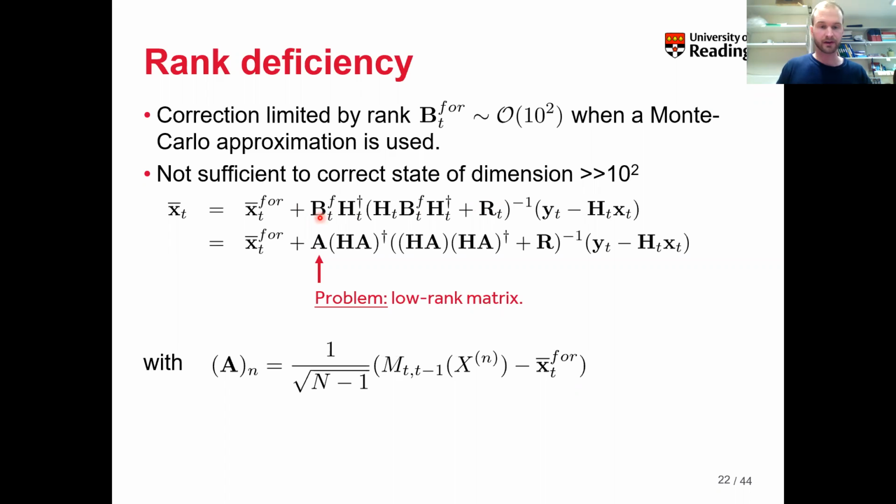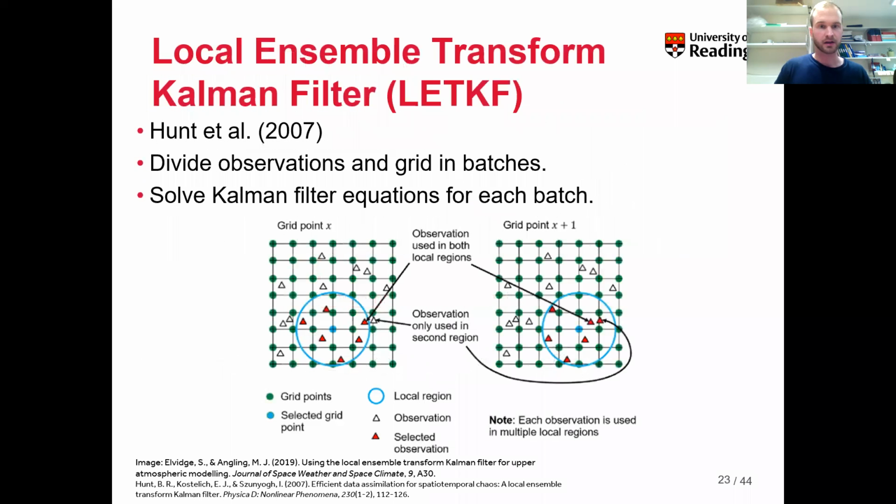And one algorithm that does that is the local ensemble transform Kalman filter. The idea behind the LETKF is that you take a grid point, then you select the observations in the vicinity of your grid point, and then you carry out your Kalman update for that grid point using only the observations in the vicinity. And then you repeat this for each other grid point.